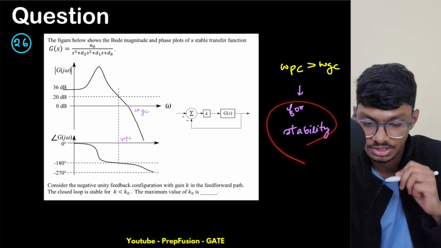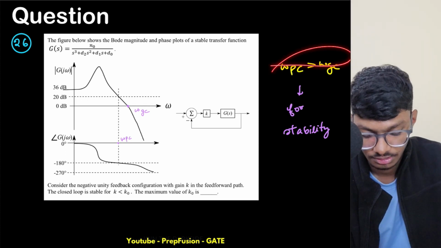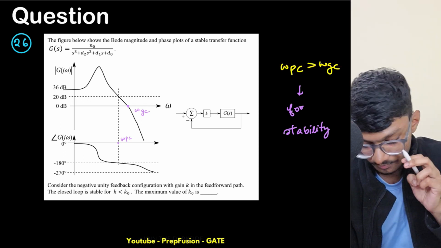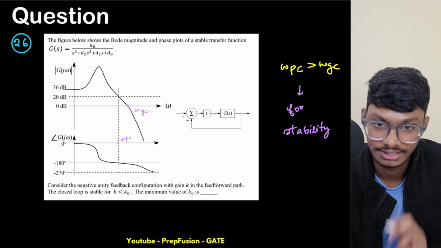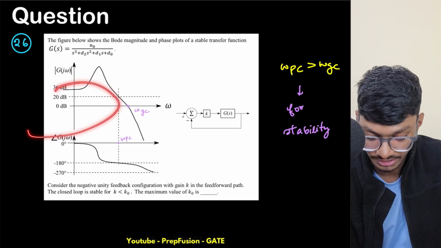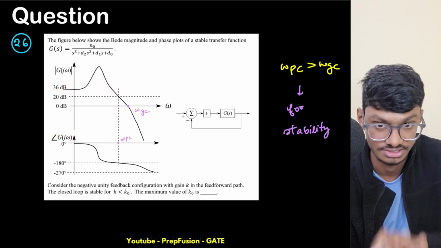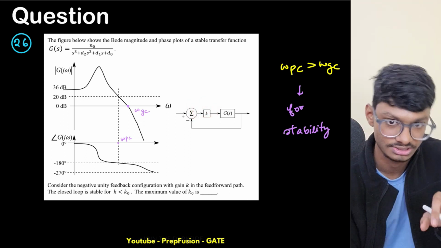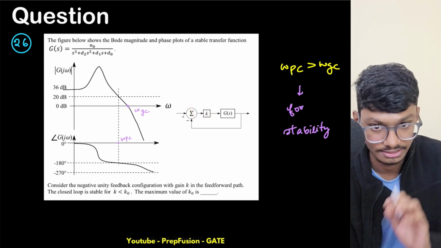Okay, for stability your omega pc must be greater than omega gc. Is it the case here? It isn't the case. From here I can understand that my system is unstable. Currently it is unstable, but with the variation of k I can make it stable. But is this really true?